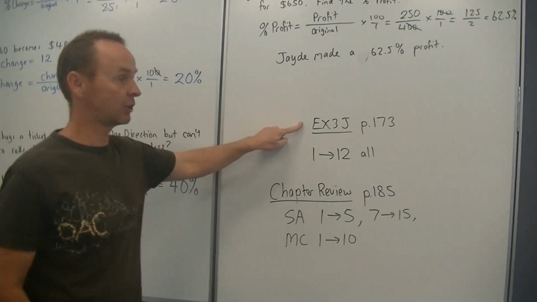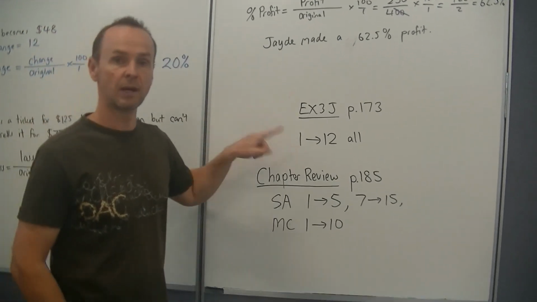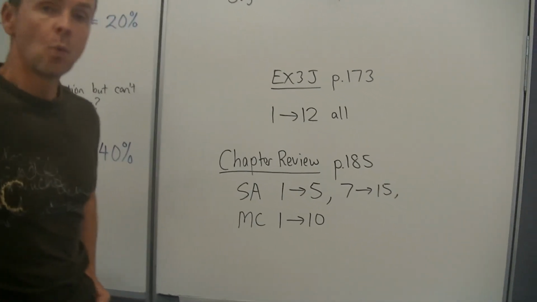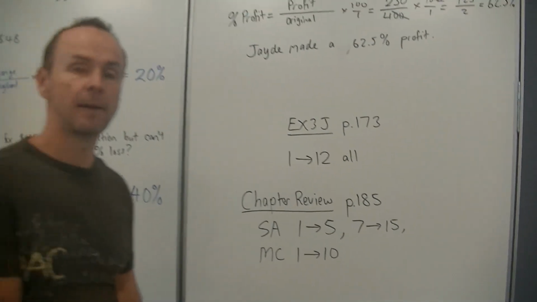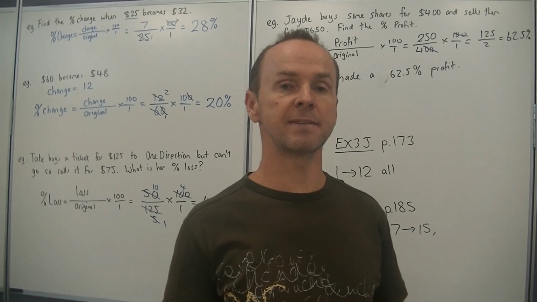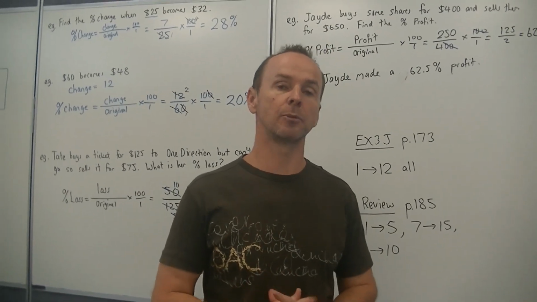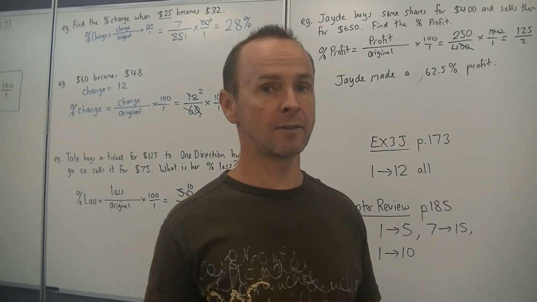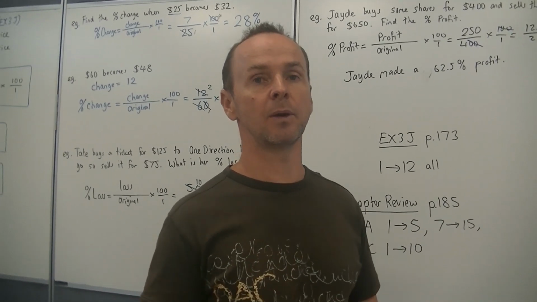Now you can try 3J, questions 1 to 12. Try all of them, that's great. Once you finish that, we've now finished our topic. So we haven't done a test yet, but we've done fractions, decimals, and percentages. So I'm assuming we're going to do one big test altogether. We haven't decided yet. We don't know how long we're going to be away for.